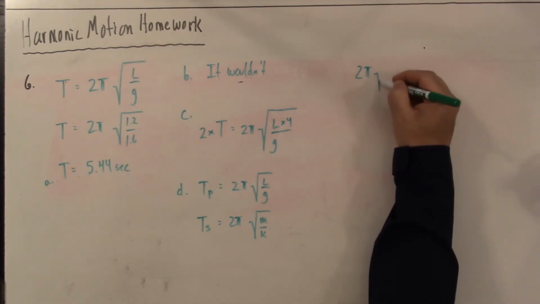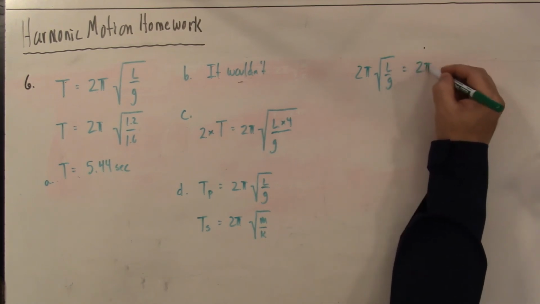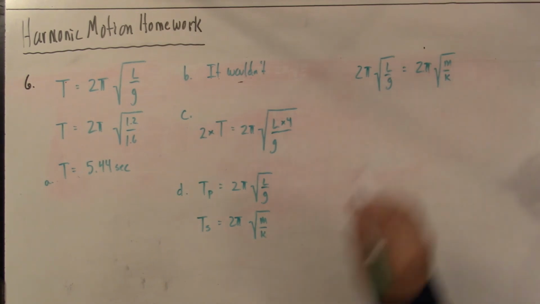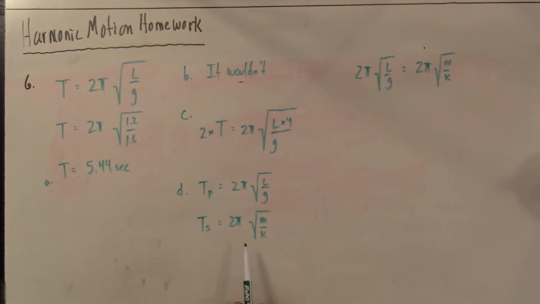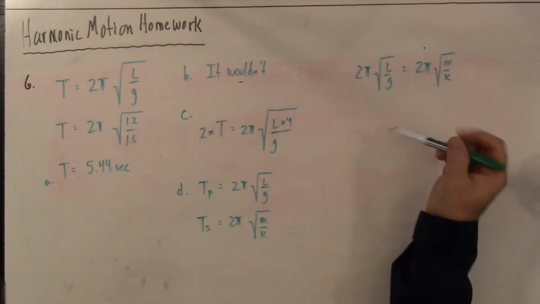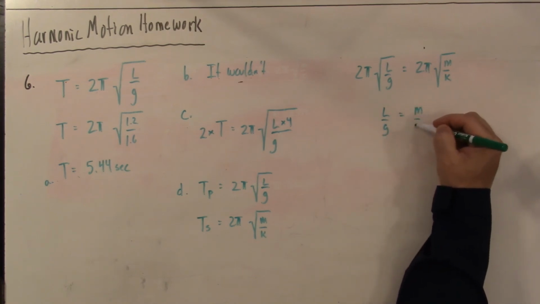2 pi times the square root of L over G is equal to 2 pi times the square root of M over K. Because it asks what the spring constant would need to be in order for the periods to be equal, if the periods are equal, you get this statement. The 2 pi's disappear, you square both sides, and you end up with L over G is equal to M over K.